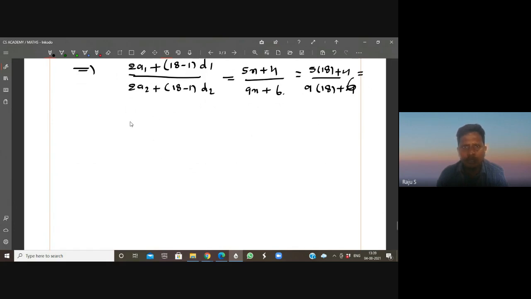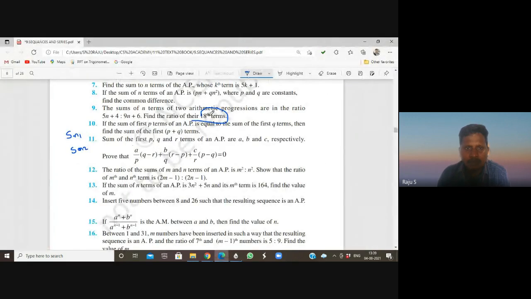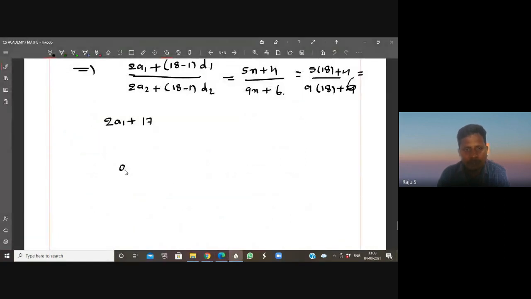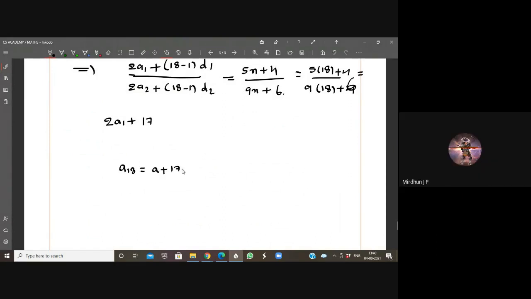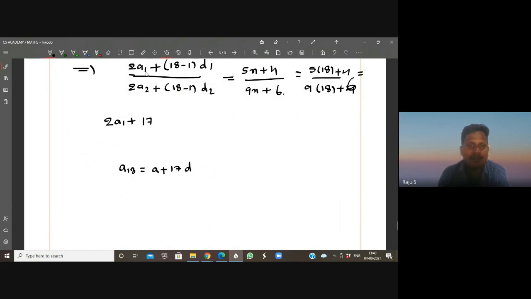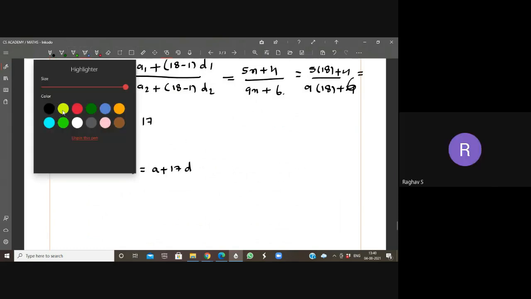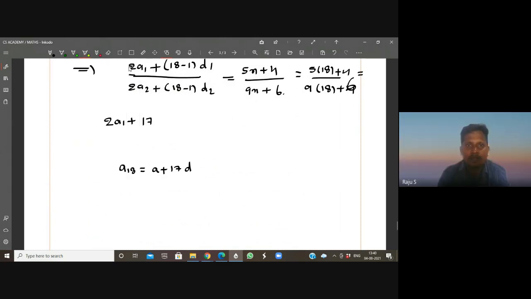Your left side is fine, 2 is common, 2a1 plus 17d1. The thing is, we should not substitute n is equal to 18 here, because they are asking the ratio of the 18th term, not the sum. What is A18? A plus 17D. But 2A will be there, so you have to observe very carefully.